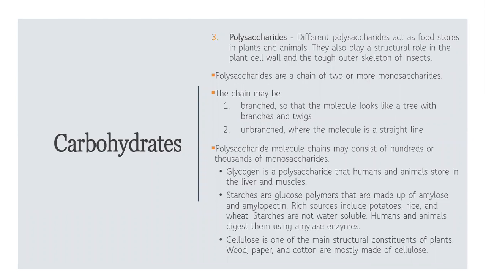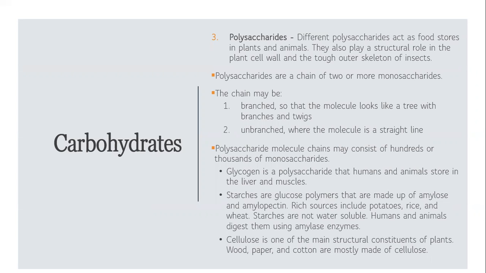Then our third type of carbohydrates is the polysaccharides, which means many sugars and acts as food stores in plants and animals. So the chain may be branched or unbranched, and the polysaccharide molecule chains may consist of hundreds or thousands of monosaccharides. So examples are glycogen, which is a polysaccharide that humans and animals store in the liver and muscle. Then we have the starches, which are glucose polymers made up of amylose and amylopectin. So examples are potatoes, rice, and wheat.